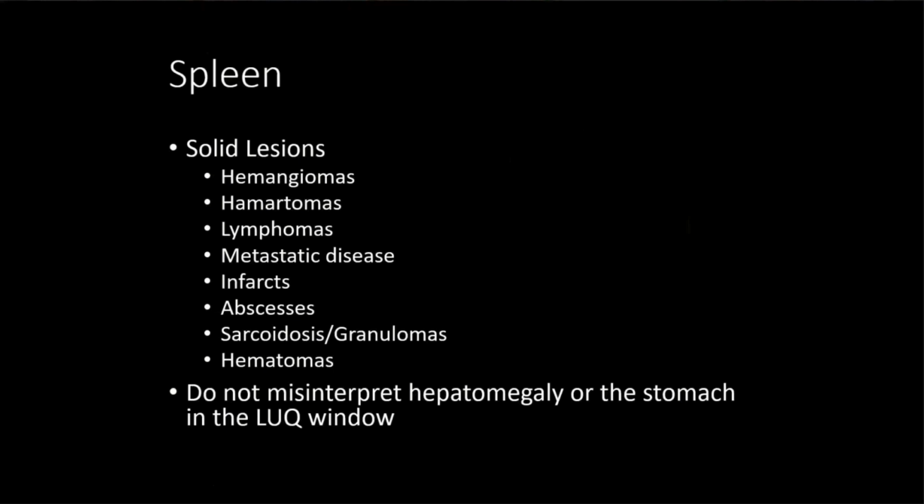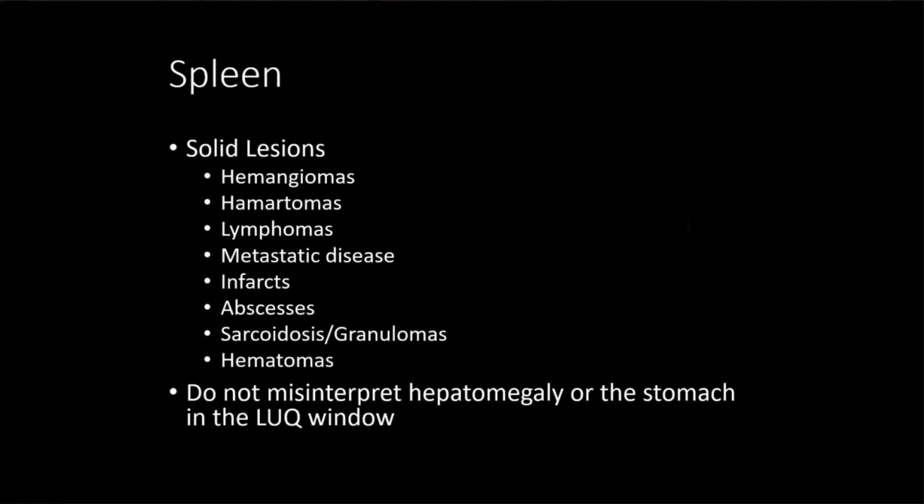And don't misinterpret hepatomegaly. So if the liver actually crosses over, you'll notice a distinct differentiation between the liver texture and the splenic texture. And then the stomach, if you're angling the probe too far anteriorly, you'll be in the stomach. If you just angle a little bit more posteriorly, that will get you the view of the kidney, and you'll know that you were just looking at somebody's lunchtime beer.